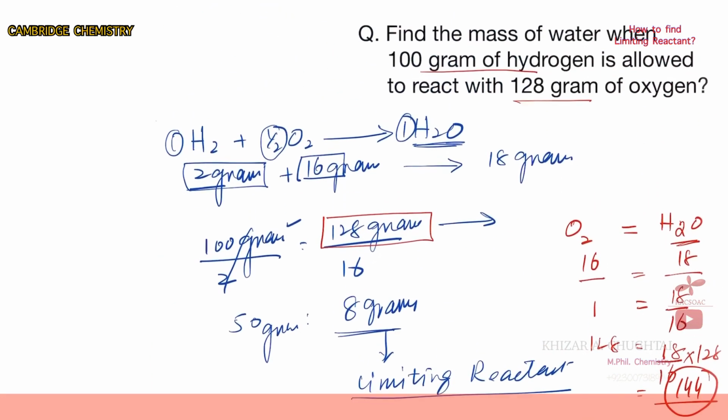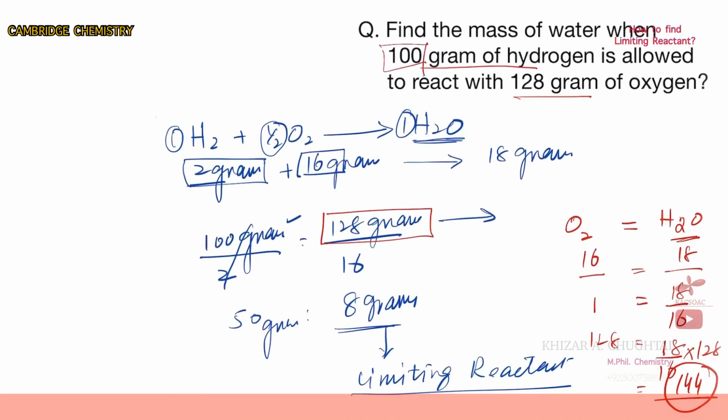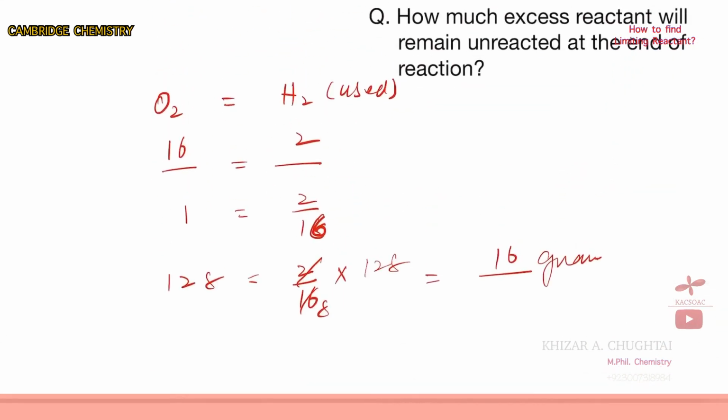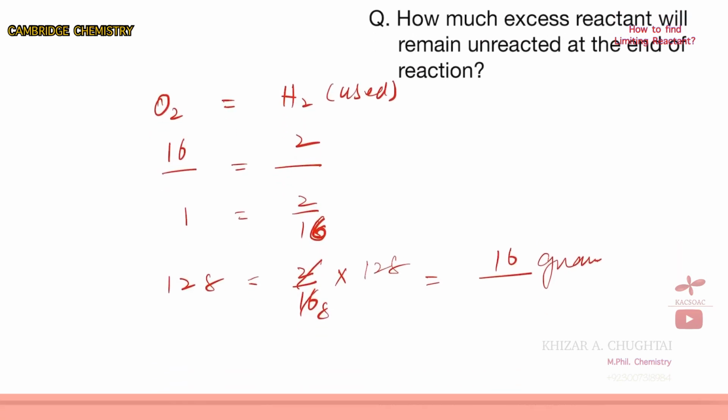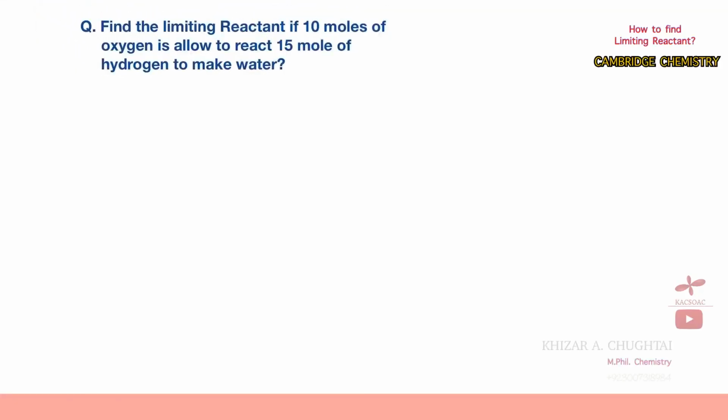We were using 100 gram of hydrogen in the experiment. Only 16 gram of hydrogen has been used. So the remaining hydrogen will be 100 minus 16, that is equal to 84 grams of hydrogen left unreacted. That is in excess. The next question is in terms of moles.